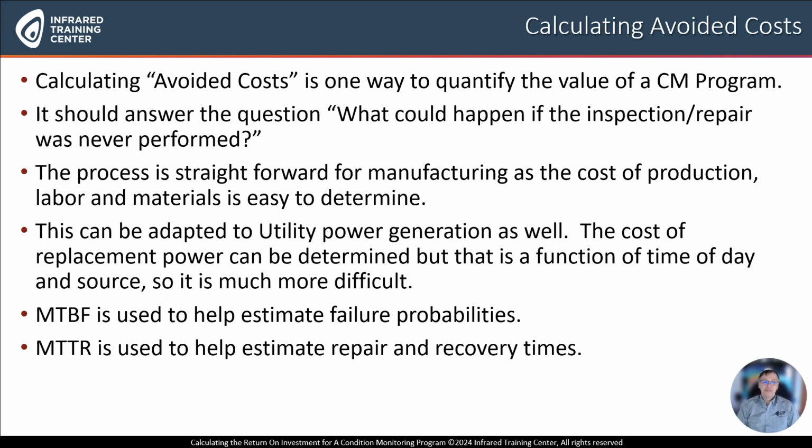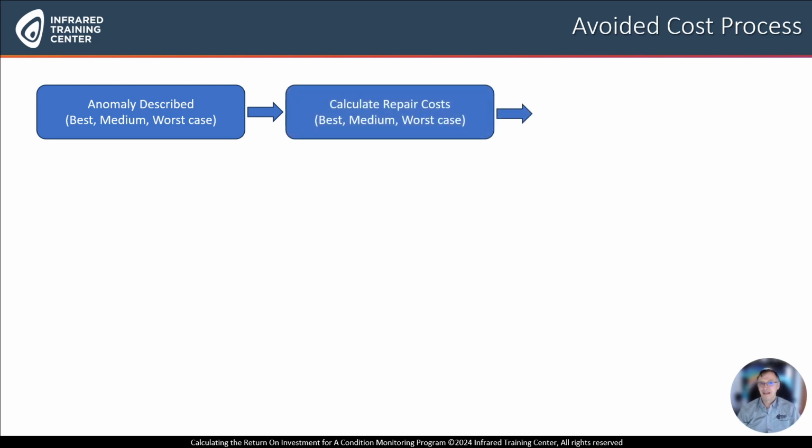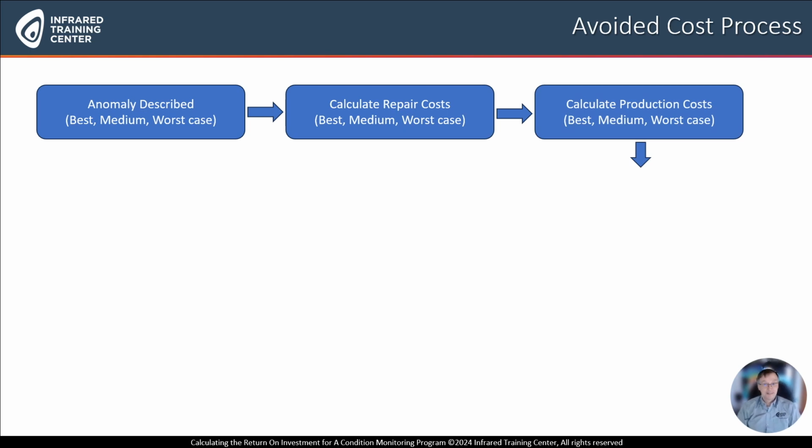MTBF is used to help estimate the failure probabilities. MTTR is used to help estimate the repair and recovery times. So this is the avoided cost process. You identify an anomaly, you describe it. And the process that I've been using for over 30 years is to determine things, the best case, the medium case, and the worst case. And we'll get into this a little bit in detail, okay? We calculate the repair costs for our best, our medium, and our worst case. We calculate our production costs for the best, the medium, and the worst case, okay?